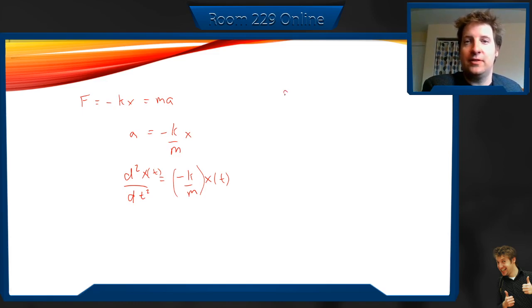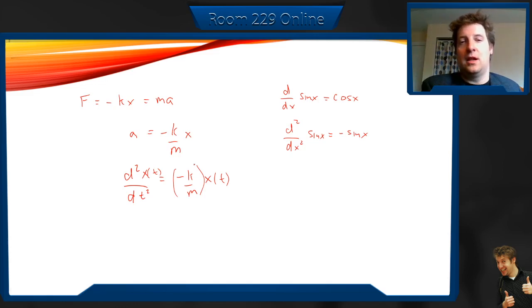So the derivative of sine x is equal to cos x, which means that the second derivative of sine x will be equal to the derivative of cos x, which is negative sine x. So right away, you can see that sine satisfies this expression. But the problem is there's this negative k x over m. So this doesn't exactly work.